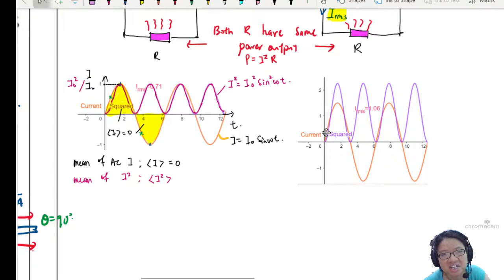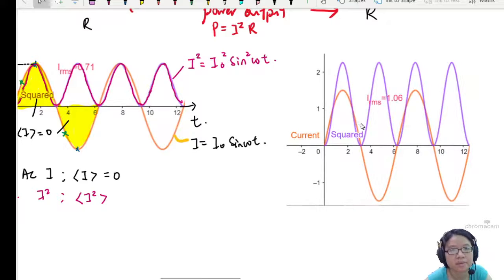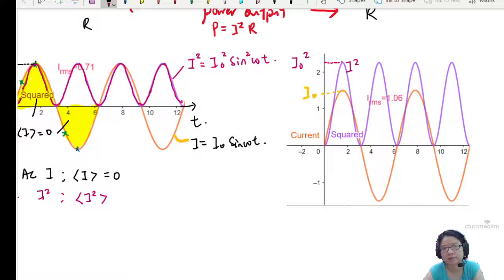If you're like, Miss, why are they the same? They happen to be the same because I chose 1 as my I naught. But if your I naught is not 1, this will be I naught, and this is I naught squared. So if I want to find the mean square, this graph is I squared, and the orange one is I. What do I do? There are a few ways to look at this.